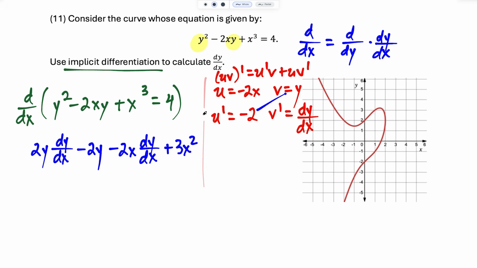So I'm just going to move this out of the way now. We have this is all equal to the derivative of 4, which is 0. And I'll just section this off one more time. So this space over here was our work to apply the product rule.